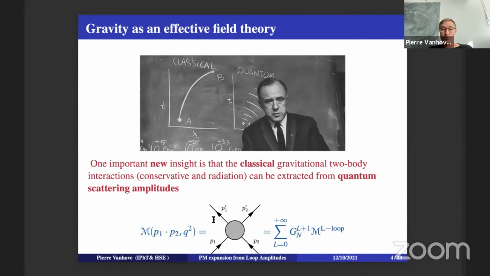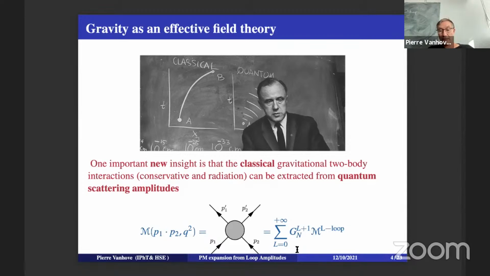So one of the new insights is actually, if you look at the two-body scattering, you have an S matrix. This is the energy and this is the momentum transfer, and you do a perturbative expansion. Here it's purely gravitational interaction, so the coupling constant is G Newton, and L is the number of loops. Traditionally, you would think that each loop order is suppressed by a power of h bar.